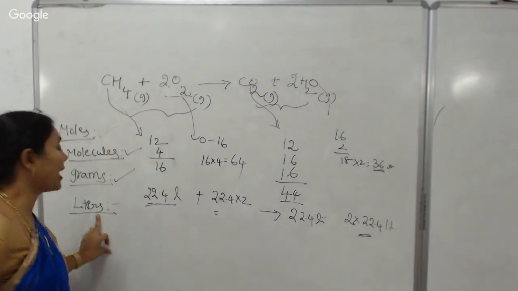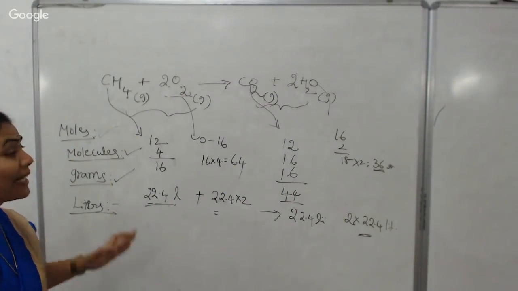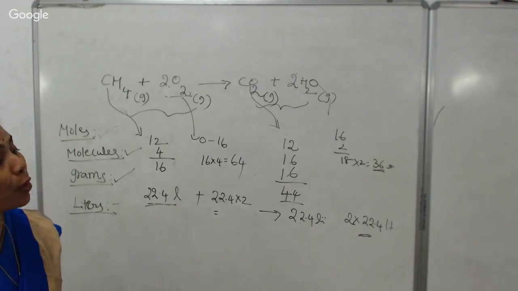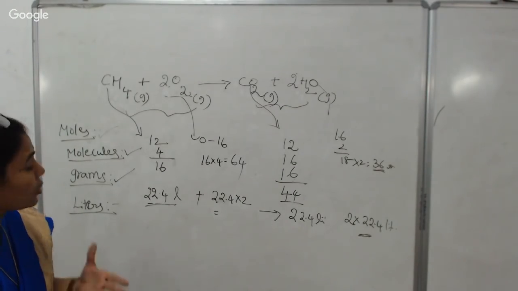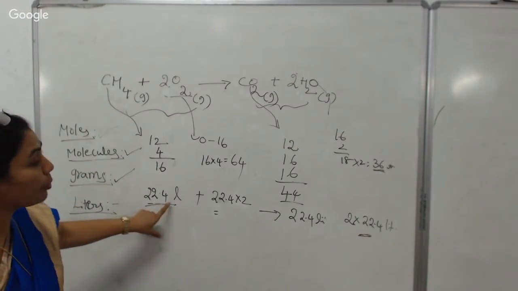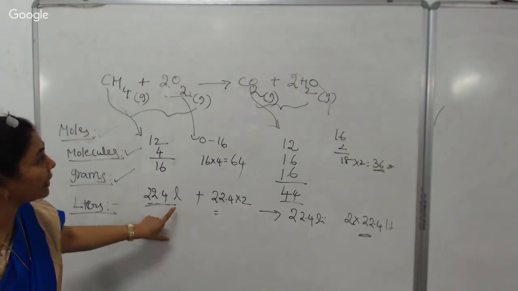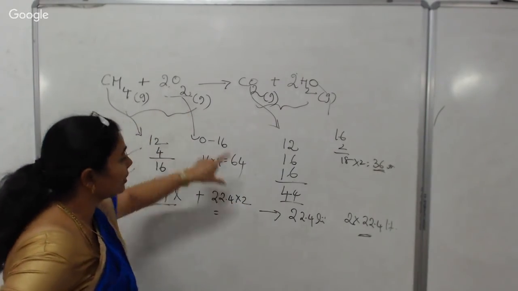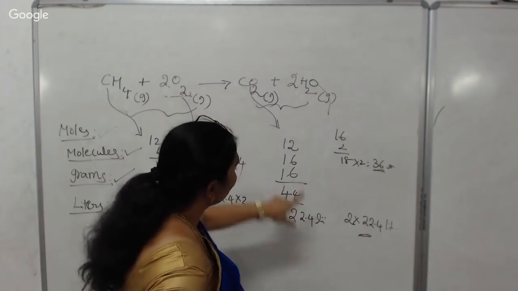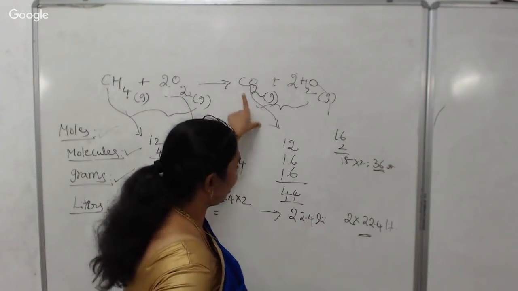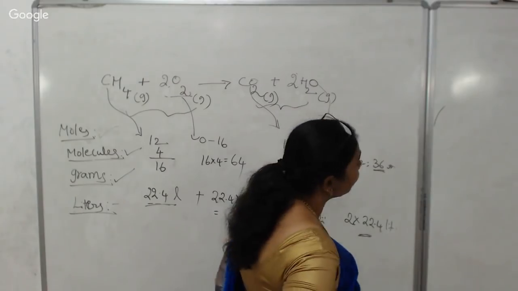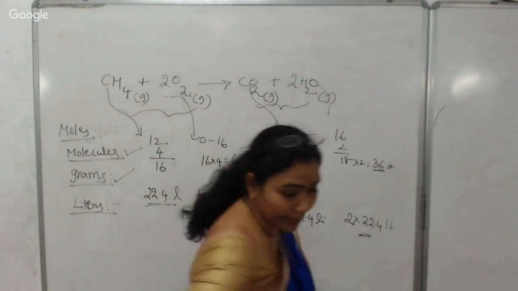Another student I will ask, same equation, explain in liters. Because 1 mole is nothing but 22.4 liters. Then that student will tell 22.4 liters is reacting with 22.4 into 2 liters of oxygen and forming 22.4 liters of carbon dioxide and 2 into 22.4 liters of water. Is it clear? Now all of you see.